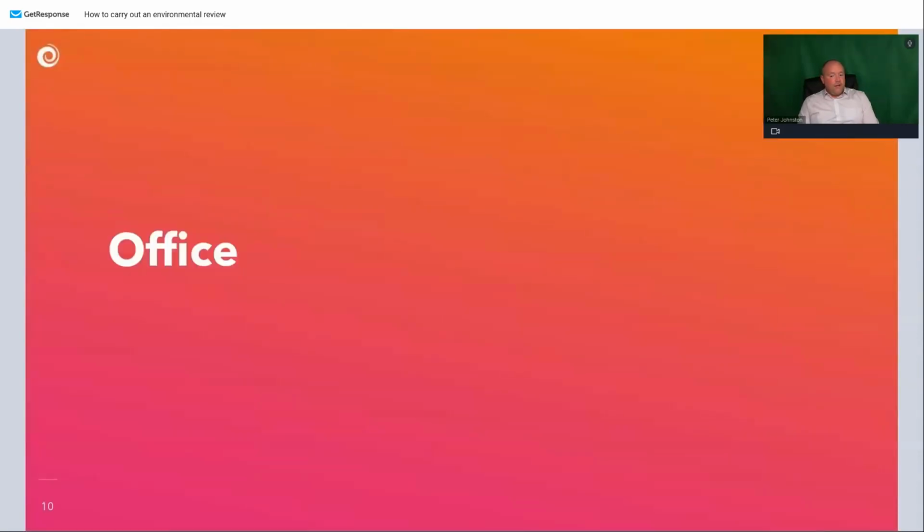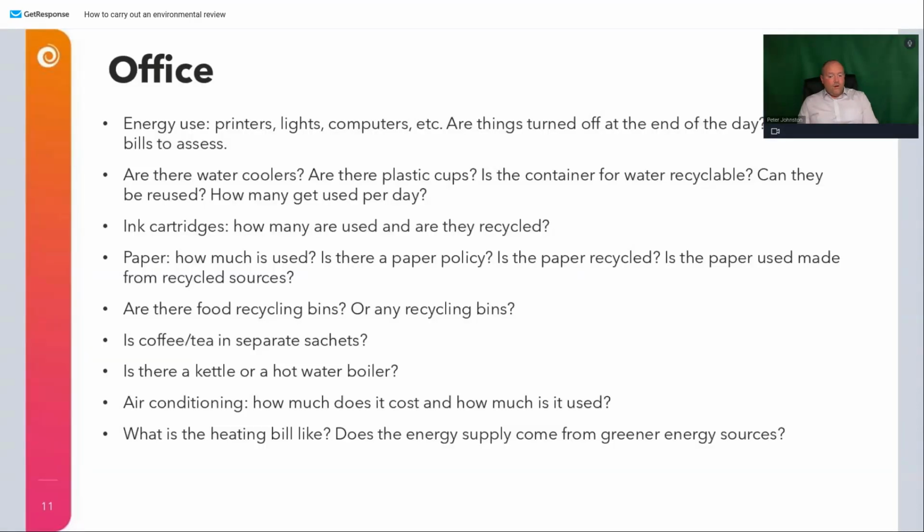So the second example we'll look at is an office environment. If you're in an office environment, a lot of people will regularly say to me, oh, we don't have any environmental issues because we're just a small office. Some people now, especially over the last few years with the changes, are working from home offices. But again, whether you're working from home, from a commercial office, or from a shared office, there have to be aspects that are occurring.